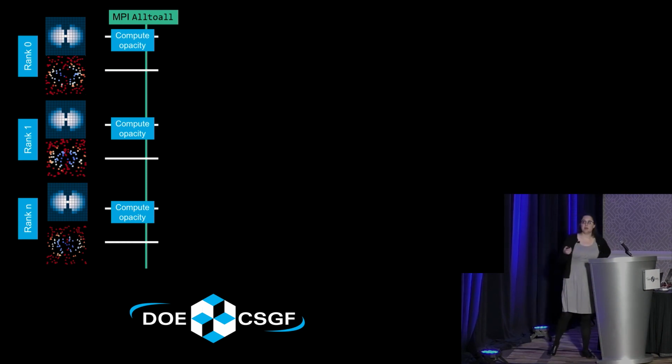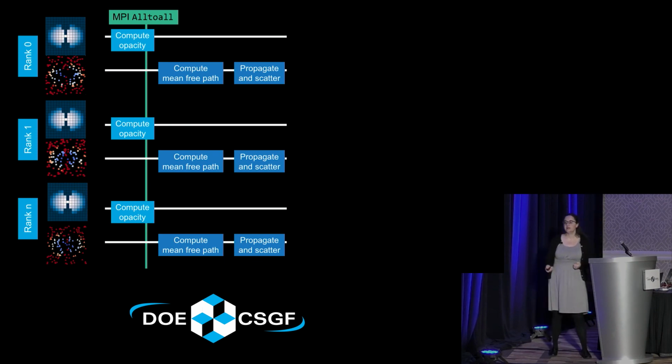Each rank computes the opacities for a chunk of the grid. That gets communicated to all of the ranks. Then there's the step that's currently parallelized in OpenMP, which is where we calculate the mean free path for every photon, and we also propagate and scatter all of the packets.